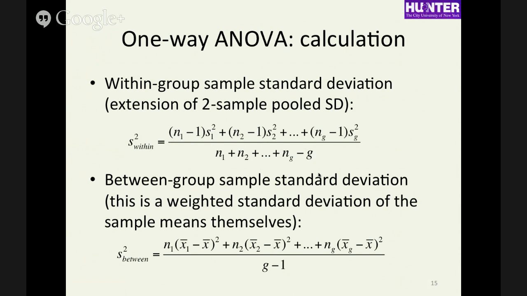ANOVA is a little bit more complicated in that there are 2 degrees of freedom, and the F statistic, which we're going to use, has a different distribution depending on both of those degrees of freedom. So we don't actually even use the table of F statistics because it would need to be so big, because you need to have your set of values for every pair of degrees of freedom.